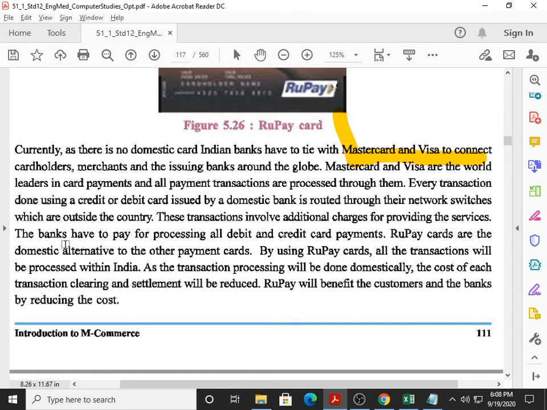RuPay cards are the domestic alternative to other payment cards. By using RuPay cards, all the transactions will be processed within India because the RuPay card server is in India. As the transaction processing will be done domestically, the cost of each transaction clearing and settlement will be reduced. In MasterCard and Visa card, you are paying dollars. Here you have to pay rupees because it is domestic. And RuPay will benefit the customer and the bank by reducing the cost. So if the cost decreases, then you will get the benefit. That's why RuPay is always welcomed by customers and banks both.